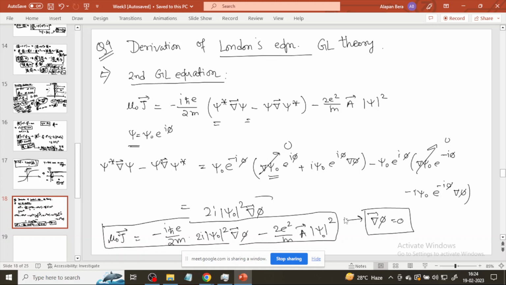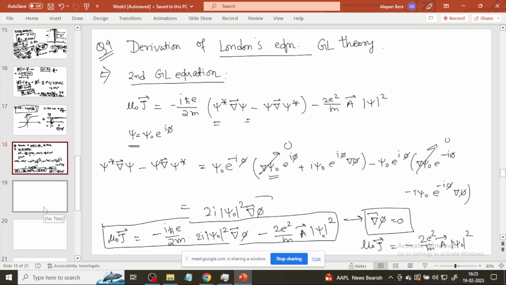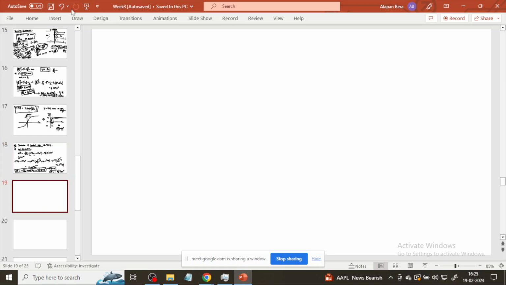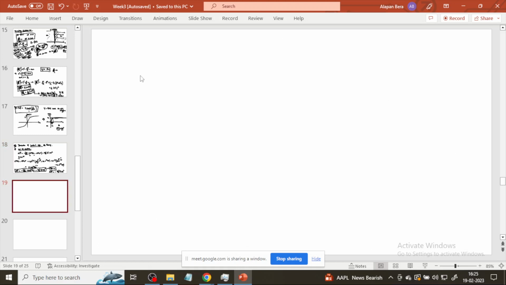So putting this back into this equation, we get mu naught j is equal to minus e squared by m psi squared A, or you can write that what you can write is, so j.